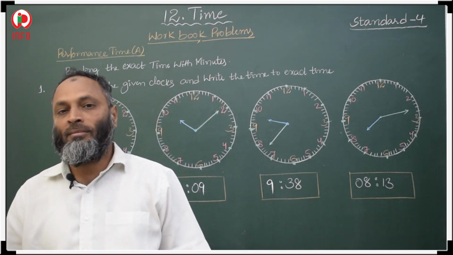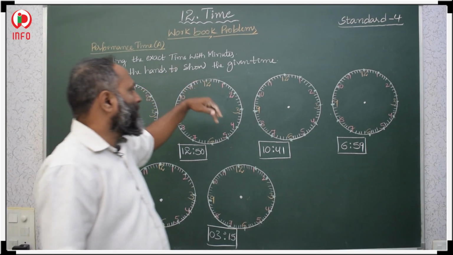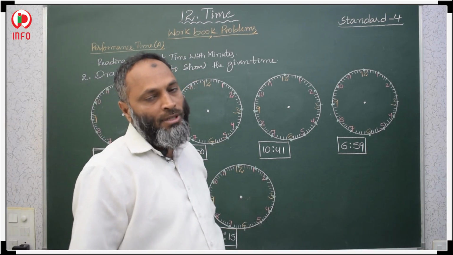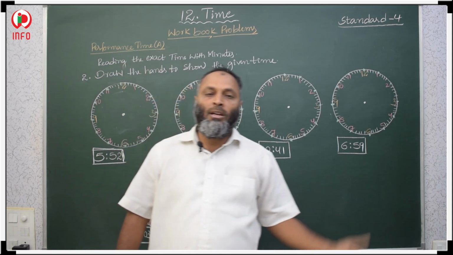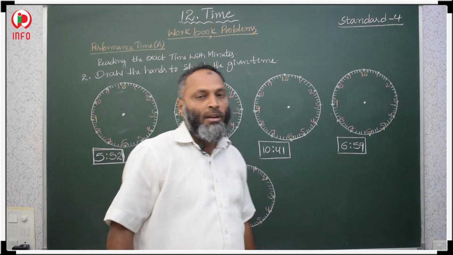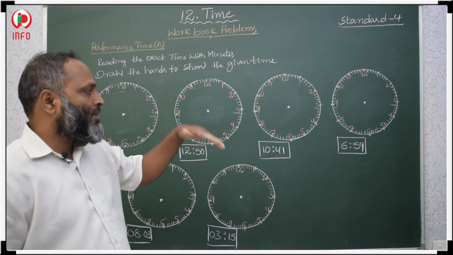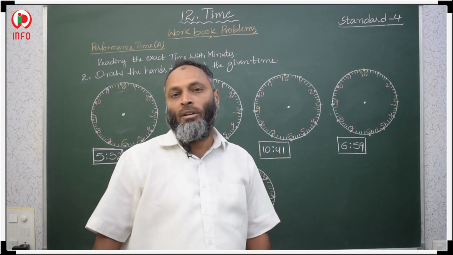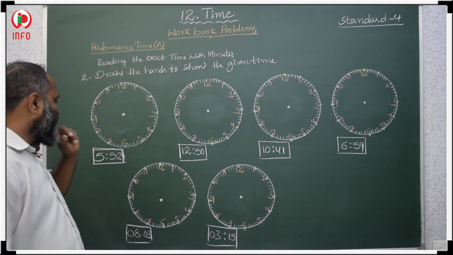Okay, students. Now, the next second question: draw the hands to show the time. Before, in the first question, hands were already given in the clock, and there we read the time. Here the time is already given, so according to the time we should draw the hands of the clock. See here in the first clock, what is the time given?